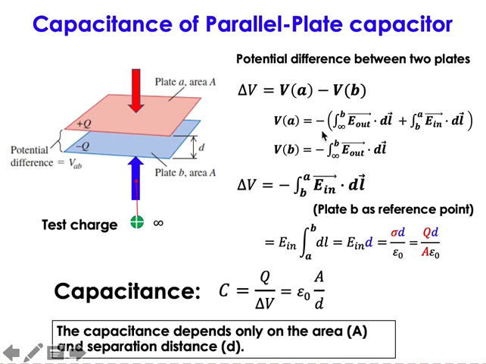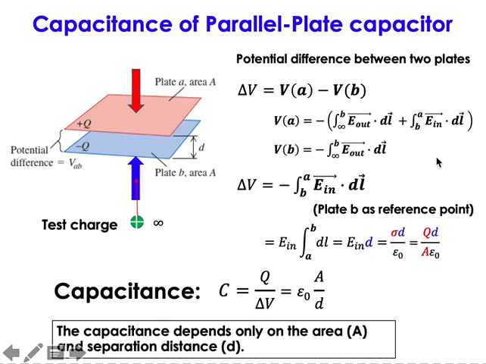Please just imagine there is a test charge moving from infinity far to this plate A. Firstly, we can move this test charge outside plate B, and then move inside this parallel plate, and then approach plate A. So this is the two parts: one is from infinity far to B, and then from B to plate A.